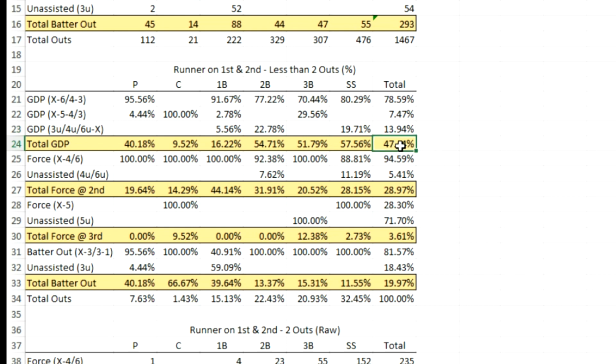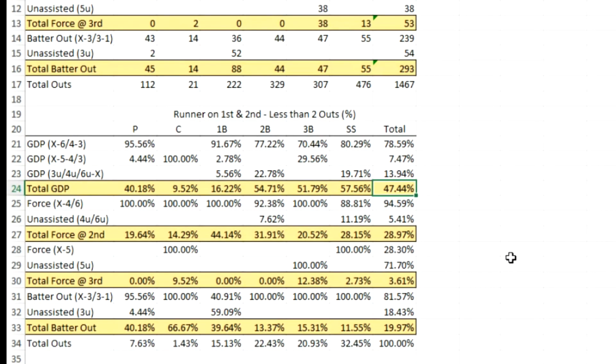And then again, the total section shows you the total of all plays with runners on first and second and less than 2 outs that result in that type of result. So 47%, almost half of all outs, groundouts I should say, with a runner on first and second and less than 2 outs result in double plays, and so on. So I just wanted to give you, again, kind of an overview of how you would read this. That's how I'm deriving the data.